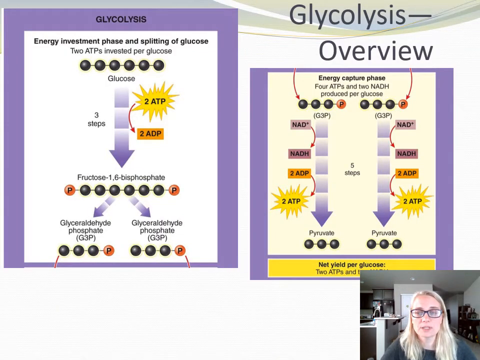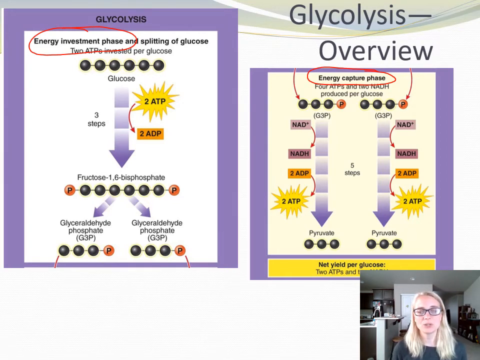In this first slide, I have just an overview, and then we'll go through the steps individually. Glycolysis can be split into two halves. There's 10 steps. The first 5 steps are called the energy investment phase, and splitting of glucose. The second 5 steps are the energy capture phase, where we're actually going to be making some ATP.